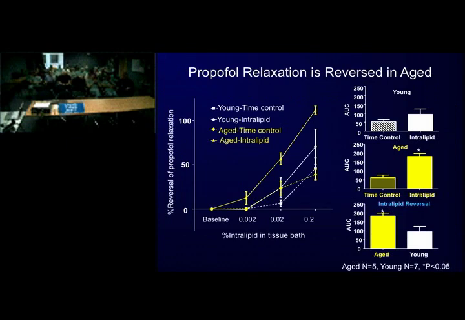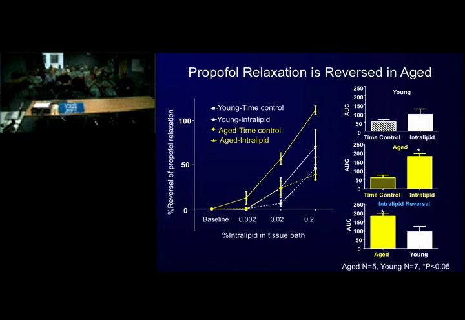Next, I wanted to look at the difference between aged and young, because my primary interest in research was looking at the aging vasculature. Again, this is percent reversal of propofol relaxation with increasing doses of intralipid. Yellow is aged, and white is young. In this series of experiments, I also did time control, just to determine whether or not just giving it time actually reversed propofol-induced vasodilation.